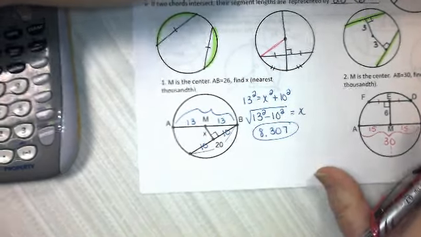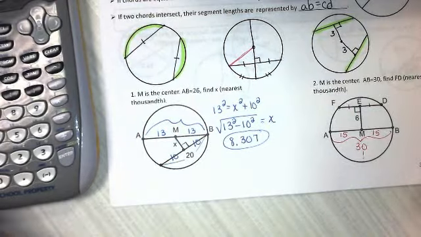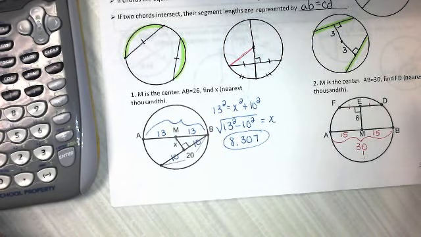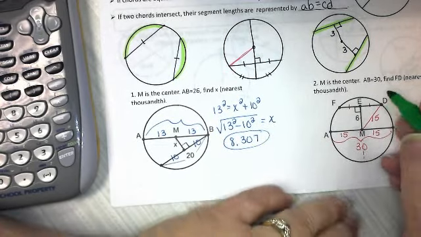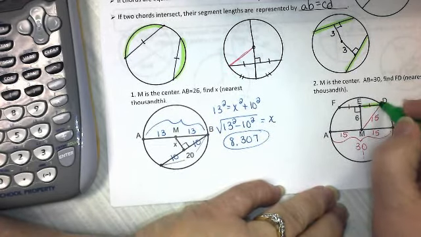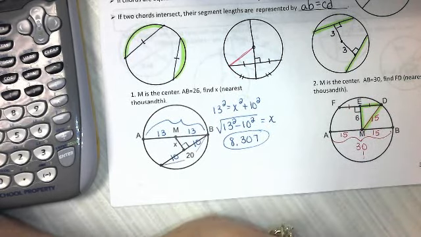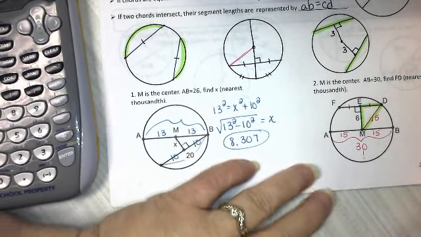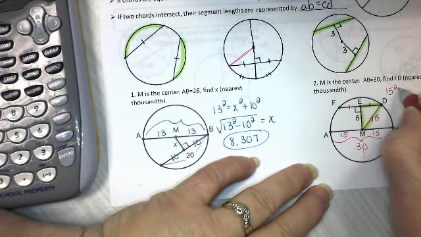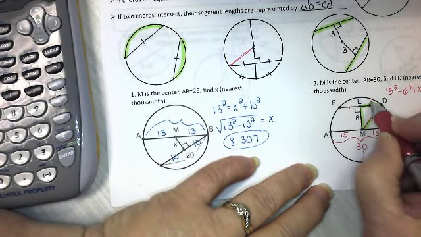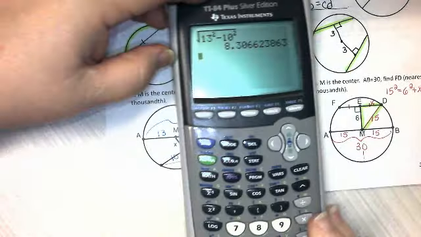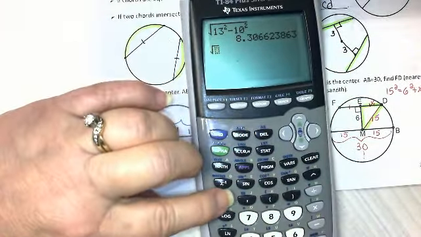Now I can draw a radius anywhere inside the circle, but I'm going to choose a helpful radius. So for example, I'm going to draw a radius from M to D, because that's going to create a right triangle for me. And then I can do the Pythagorean theorem to solve for the missing piece. Your radius is going to be the hypotenuse of the triangle. So on this one, 15 squared equals 6 squared plus x squared. We'll say this piece is x.